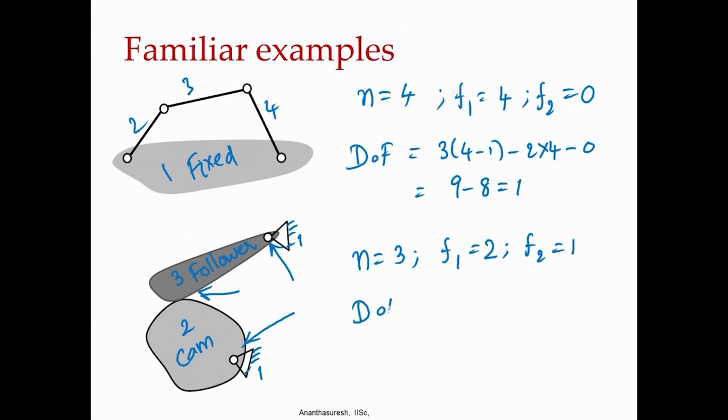Now, if we do degrees of freedom for this, 3 into 3 minus 1, minus 2 into 2, minus F2, that is 1. This will be 6 here, minus 4, minus 1, 1. In both cases, we got 1 degree of freedom. These are things that are very familiar to you.